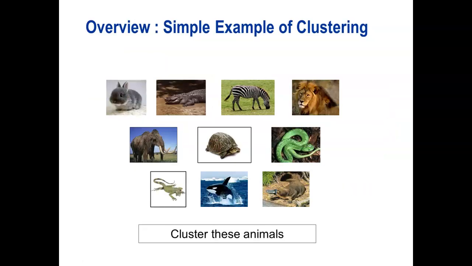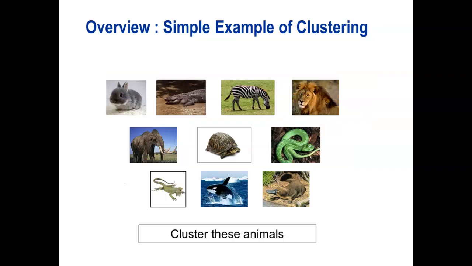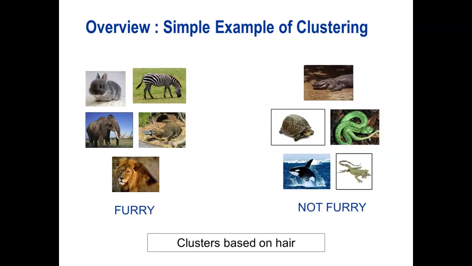Maybe we could break this down by what they eat. Some of these animals eat meat, and some of these animals eat plants. Maybe we could segment that way. That's perfectly fine. What else could we do? We might want to break them down by what their skin looks like. We could say some of these animals have fur on their skin, and some of them don't have fur.